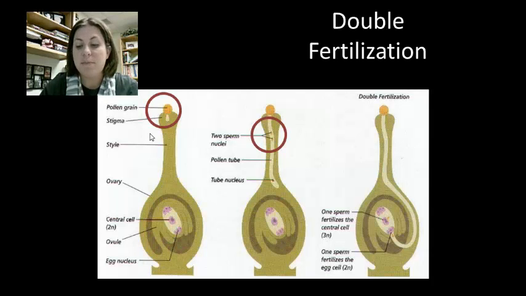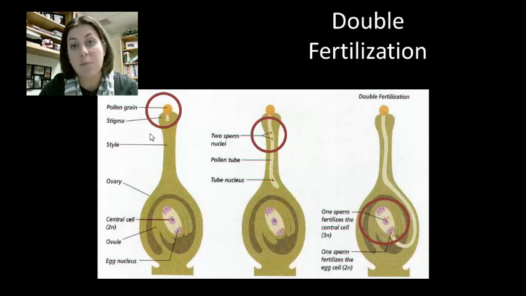Now, the two sperm then are going to enter the ovary, and once the two sperm enter the ovary, we're going to see fertilization take place. One sperm is going to fertilize the haploid egg. This now becomes the zygote, which is going to be diploid. It got half the copy from the sperm, the other half from the egg, and so now it's 2N. This is going to grow into the new plant. Okay, so this is going to be the plant embryo.